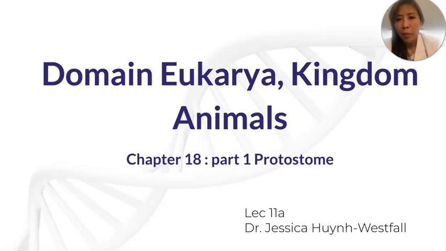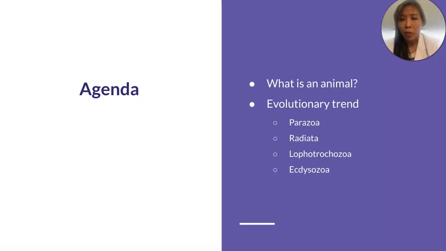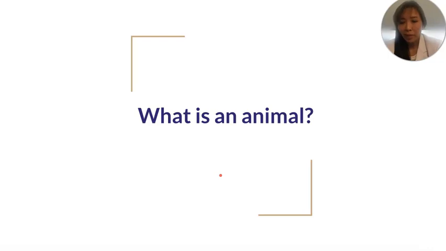Focusing on the domain Eukarya, we're going to look at the kingdom Animalia, first looking at Protostome, and then later we'll focus on Deuterostome. So in this lecture, we'll be looking at and defining what is an animal, and then looking at different evolutionary trends following different phyla, as well as just different characteristics that we observe over time with evolution. So first, let's define what is an animal.